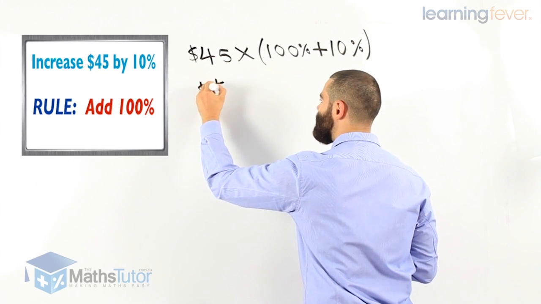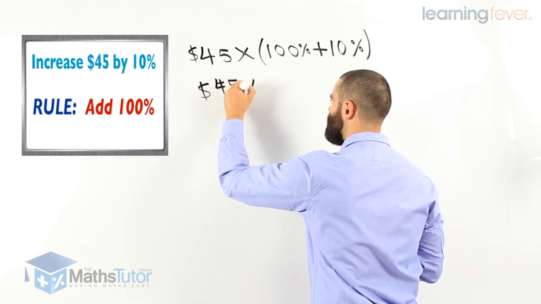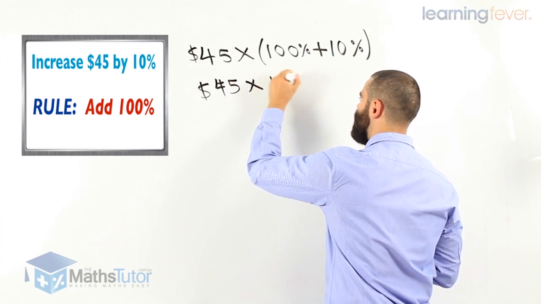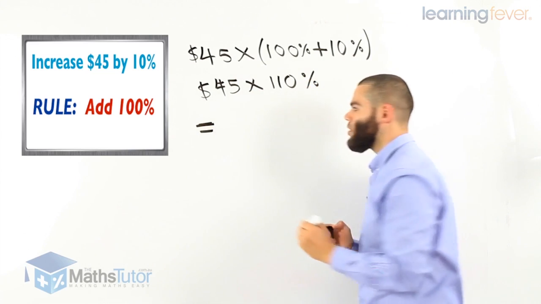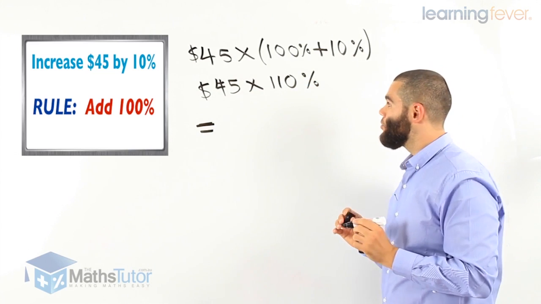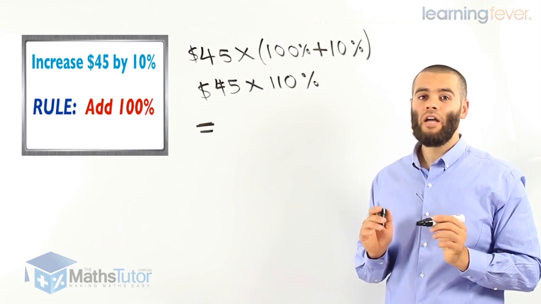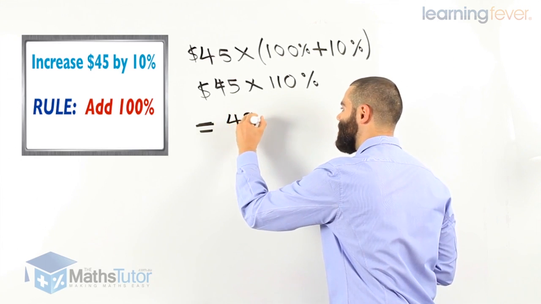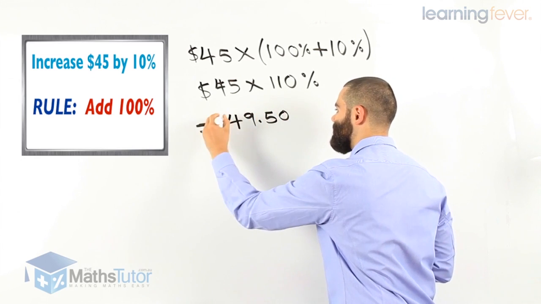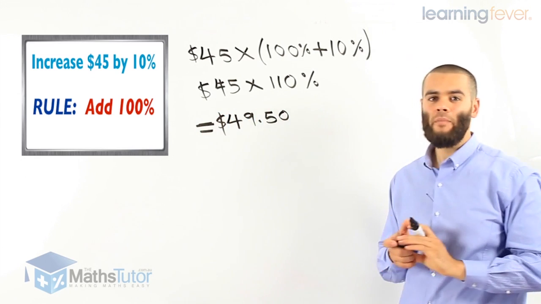So 45 times 110%. Grab your calculator and do it. Put in 45 times 110%. You're going to get $49.50. Has the amount increased?